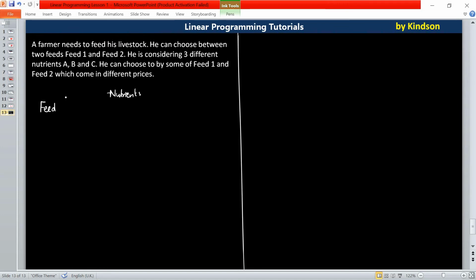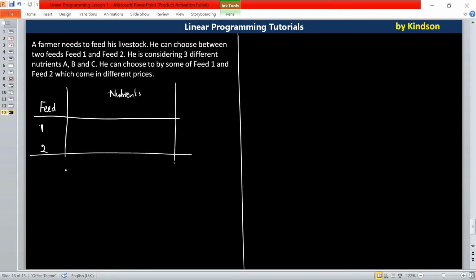All right, so let's draw this. So we have feed 1, let's just call it 1, and then feed 2. That is fine. So you have nutrient A, you have nutrient B, you have nutrient C. And here you have the prices. So let's call this the minimum daily requirement, which comes here.